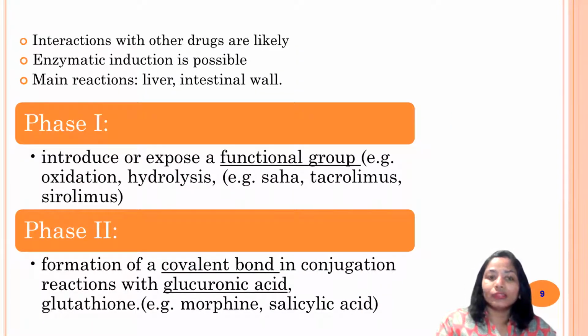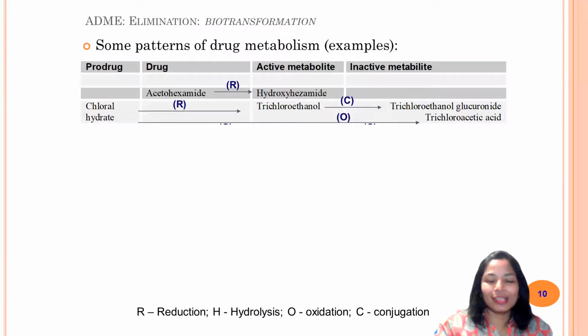What are the different types of phases that we have? We have two phases. The first one, it introduces or exposes a functional group. Example, oxidation, hydrolysis. Phase 2, it's the formation of a covalent bond in conjugation reactions with the glucuronic acid. Examples would be morphine or the salicylic acid. So that's how it would be.